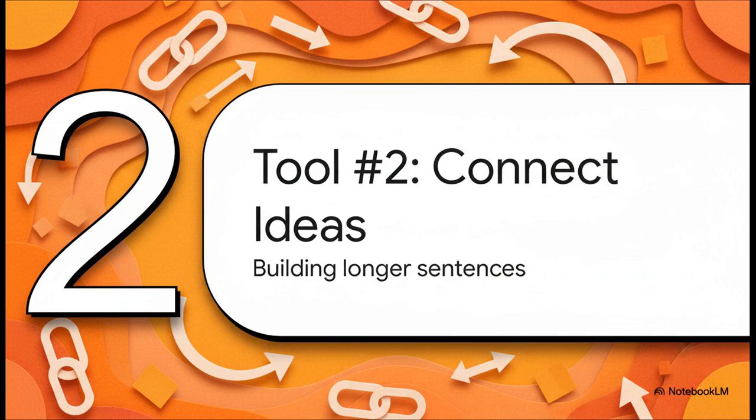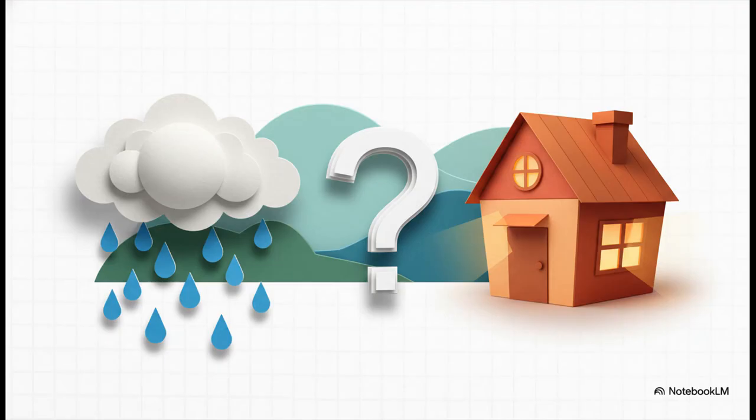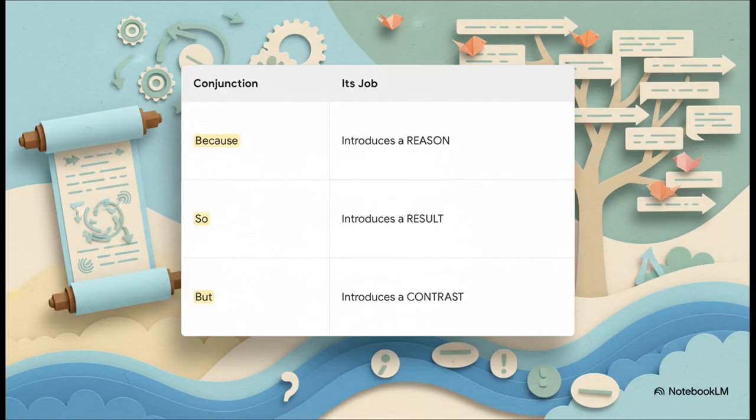Because our next tool is all about connecting ideas to build bigger, better, more impressive sentences. Let's take two really simple ideas. First, it was raining. Second, we stayed at home. Now, obviously, these two things are connected, right? But how can we actually link them together in one sentence to show how they're related? The answer? Conjunctions. These little words are like the super glue for your sentences.